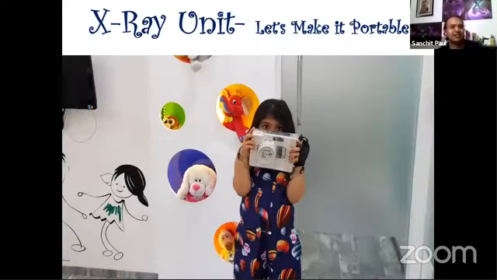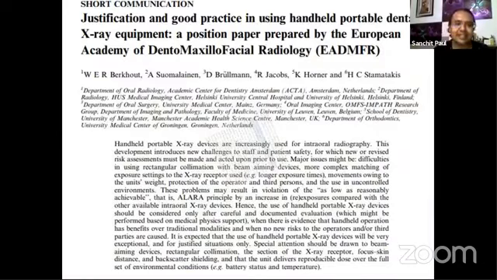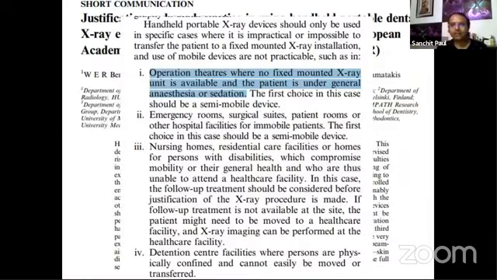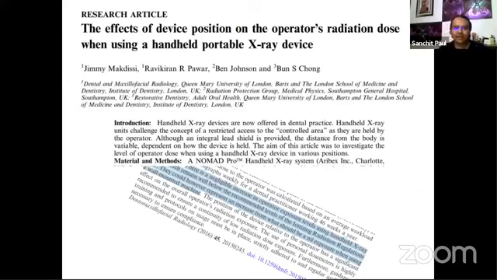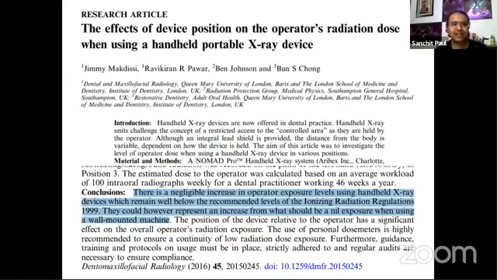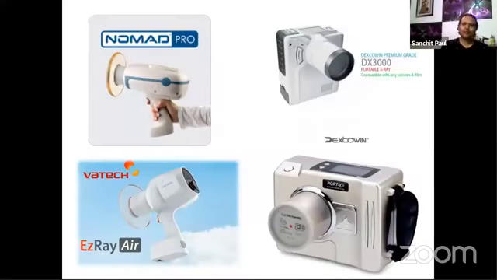Quickly for the last 3 letters, the X is basically for X-ray unit. I think now most of us are equipped with portable X-rays. Gone are the days where we are only working with wall-mounted X-ray units, which we really can't travel with and cannot take into the emergency room, maybe the OTs if you're treating children under the OR. So it's important to follow the ALARA principle and make sure that the operator radiation dose is taken care of. Now we have all the options from Nomad Pro, from Vatech and Dascoven.